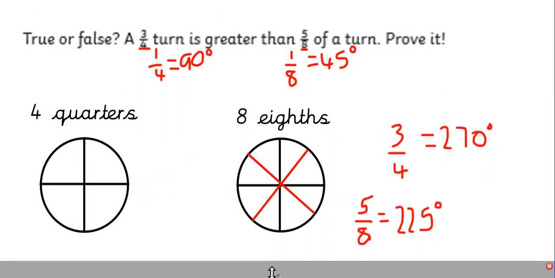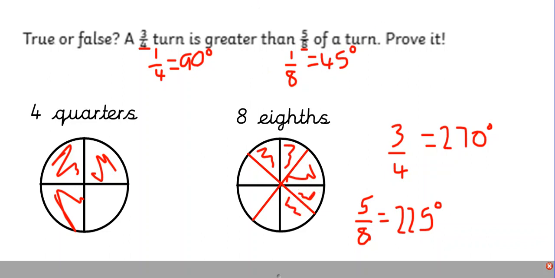So, I am going to do it visually, pictorially, and also as a calculation. So, first of all, we've got 3/4 of a turn, so I'm going to colour in 3 of my quarters. Okay? And then I've got 5/8 of a turn. So what I've done here is I've split my circle into quarters, but then I have split it again into eighths. Okay, so this time I'm going to colour in 5/8. So I've got 1/8, 2/8, 3/8, 4/8, and 5/8.